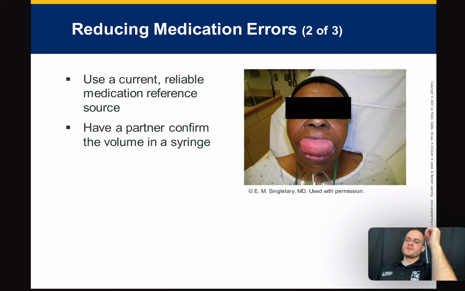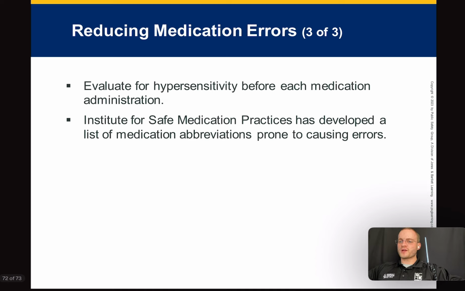So use a current reliable medication reference source. Have a patient confirm the volume in a syringe and the medication. So you want to make sure that yes, the medication, this is the right dose, it's in date, it's not expired, this is the right patient, we have the correct order for this, right? All these things you want to confirm, and you usually want to confirm this with your partner. Two eyes are better than one to confirm that.